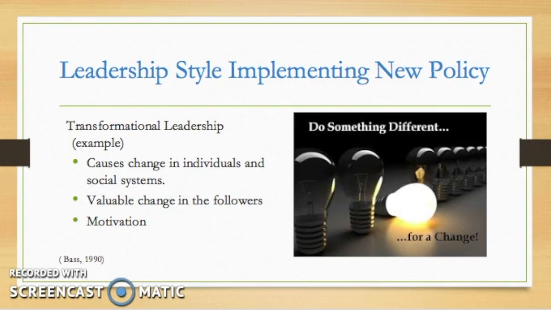Valuable change in the followers. That transformational leadership style will provoke a positive change in the followers, and because of that, the followers will be motivated to make new changes or to implement new ideas.